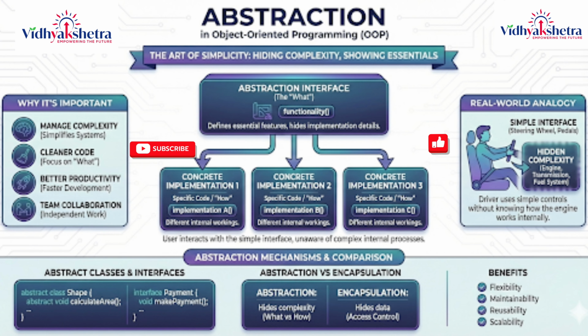Modern software systems are extremely complex. If users or programmers had to understand every internal detail of a system, development would become slow and error-prone. Abstraction solves this problem by separating interface from implementation. It allows developers to focus on what a system should do rather than how it should do it. This leads to better productivity, cleaner code, and fewer mistakes. Abstraction also allows teams to work independently on different parts of a system.